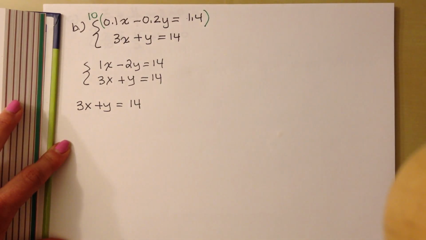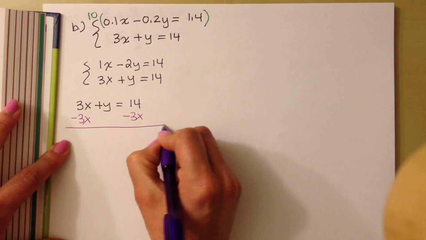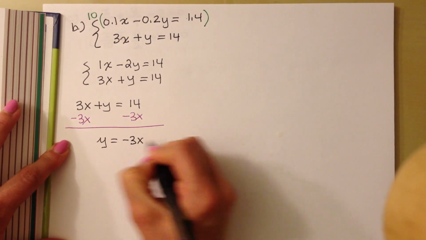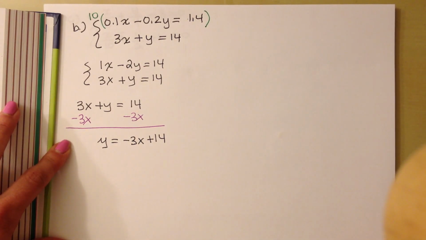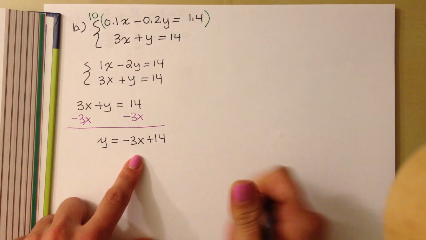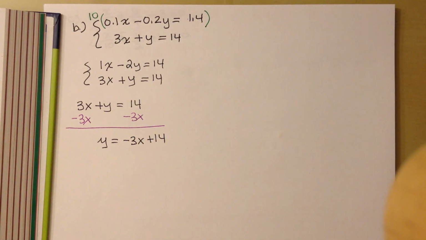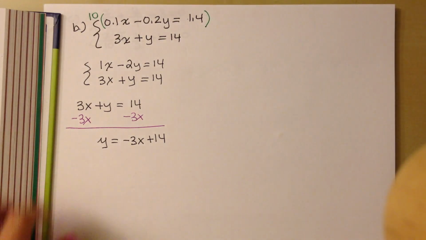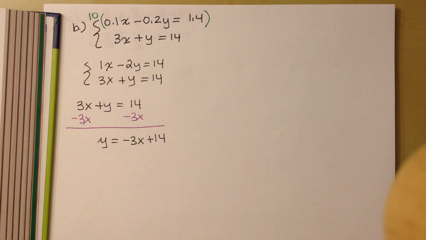and solve for y. Subtract 3x both sides, which gives us y is equal to negative 3x plus 14. Since I solved the second equation for y, we need to substitute negative 3x plus 14 into equation 1. And of course, we will use the equation without decimals. So let's go ahead and do that. And by the way, 1x and x are exactly the same thing.